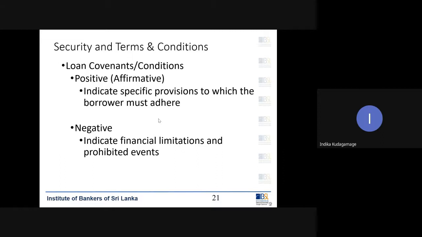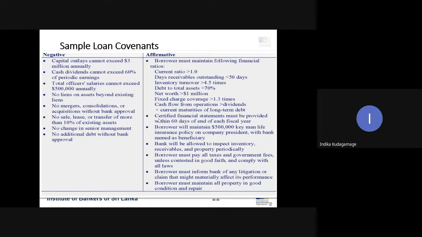But you have negative covenants. Any condition or covenant we put forward which will restrict the customer from doing something. Those are negative covenants. Like you can't borrow without getting permission from the bank. You can't pay more than this much to your directors, right? Those types of limiting covenants are said to be negative. This is some example.